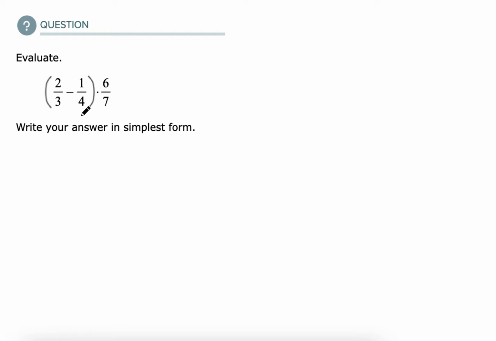Follow the order of operations, which says we have to do inside the parentheses first. The other option is you could distribute the 6/7, but let's just stick with P for parentheses. We have to subtract those two fractions, which means common denominators.